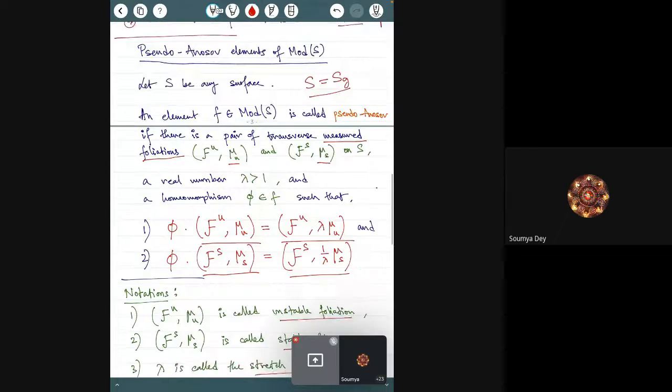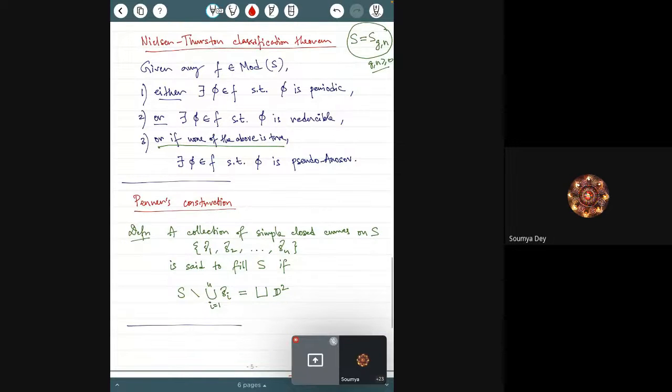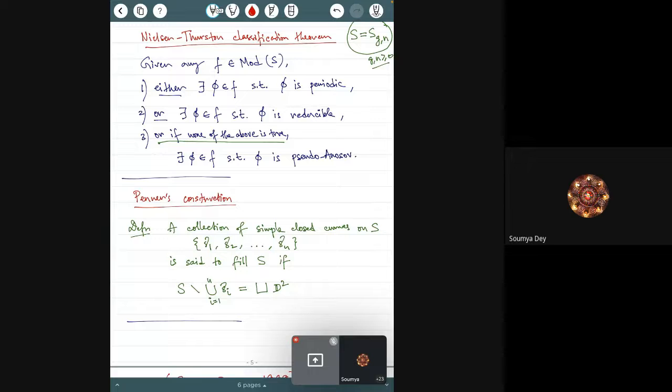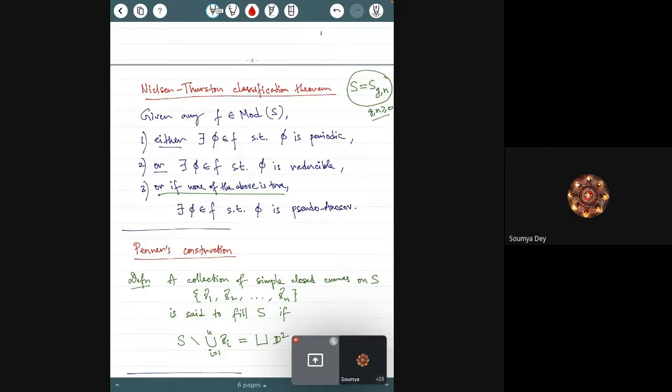Okay, so now we are ready to state the theorem, which is the Nielsen-Thurston classification theorem. You start with any surface. That surface can have punctures also, as I mentioned earlier. So genus g with n punctures, where g and n are greater or equal to 0. You consider such a surface S, and given any mapping class in mod S, there can be three possibilities.